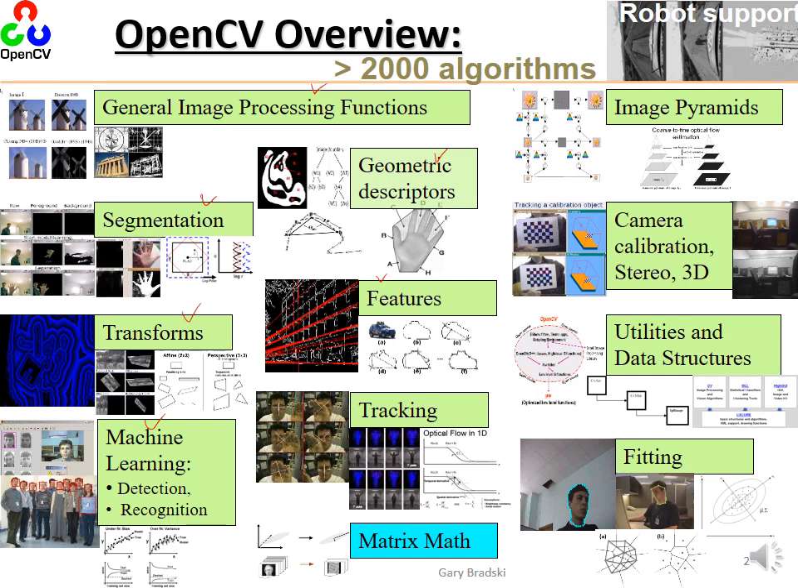There are camera calibration functions, stereo cameras, 3D functions, and the data structure and fittings. There are so many algorithms in the OpenCV, and you can visit the OpenCV homepage to get some detailed information about that.